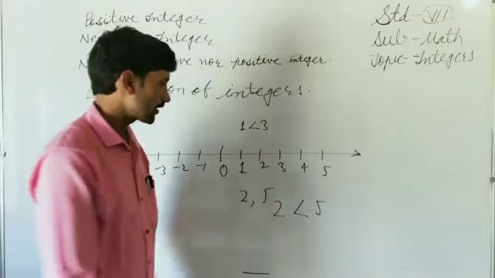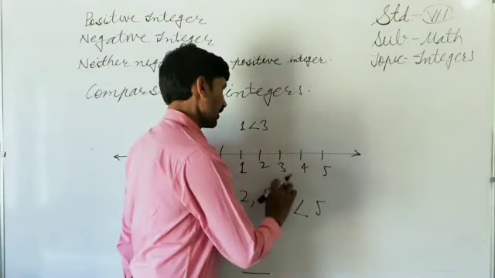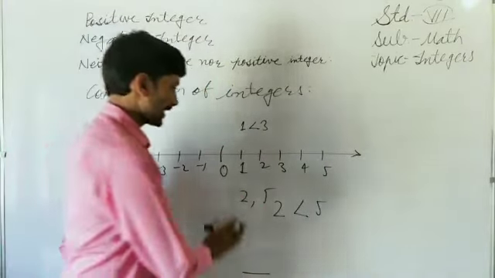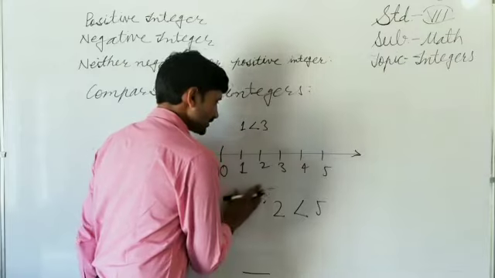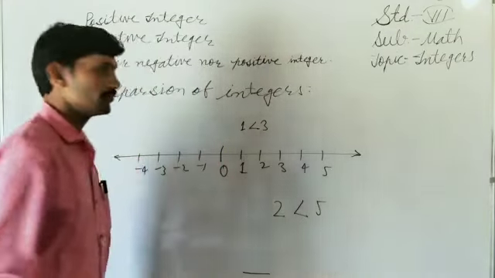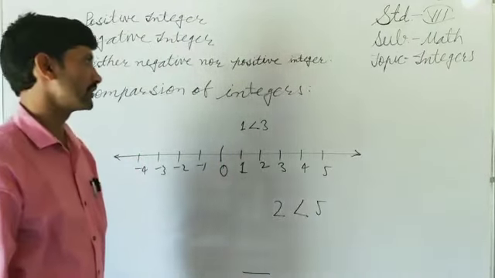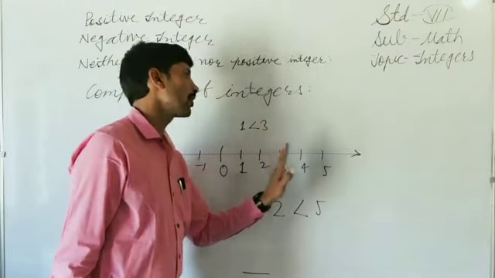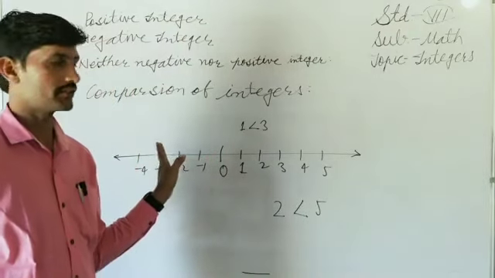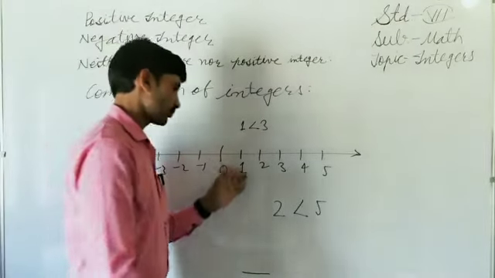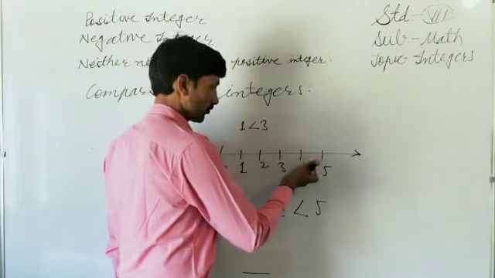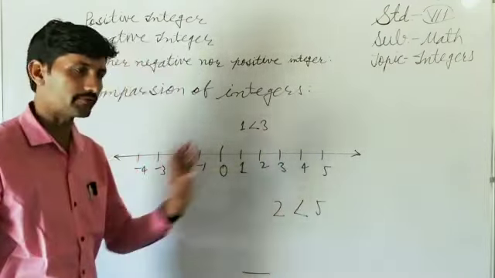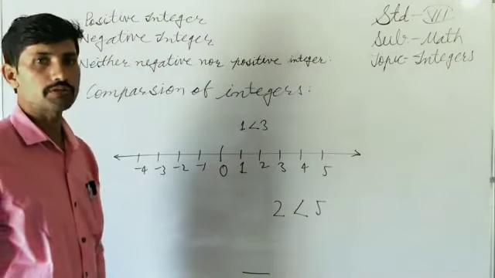5 is to the right side of 2. Here 3 is to the right side of 1. So we can say that an integer on the number line which is to the right side of the given integer is greater, and the integer which is to the left side is smaller. So look at 1 and 4. 4 is to the right side of 1, so that's why 4 is greater. With the help of number line, we are discussing how we can identify which one is greater or smaller.